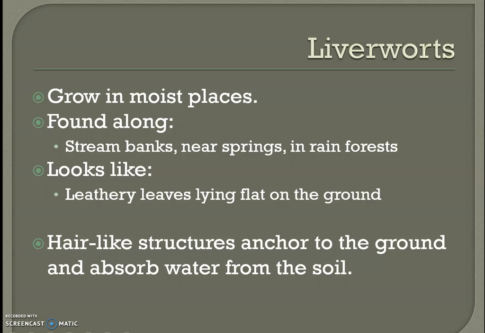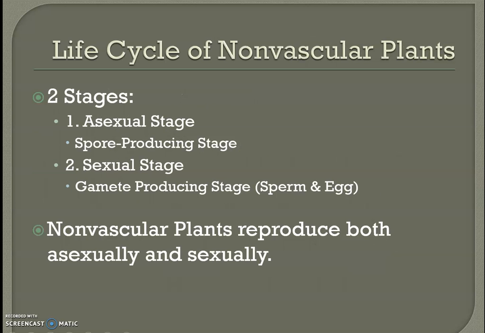When it comes to the life cycle of non-vascular plants, there are two stages, asexual reproduction and sexual reproduction. So asexual reproduction is the spore-producing stage, and the sexual stage is the gamete-producing stage where they are producing gametes, which are sex cells, the sperm and the egg. Non-vascular plants reproduce with both of these methods, so it's not specific to one or the other.